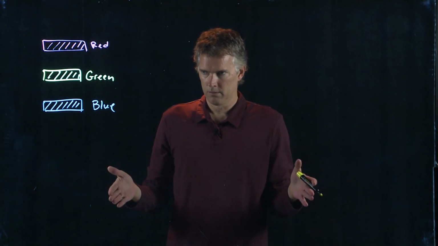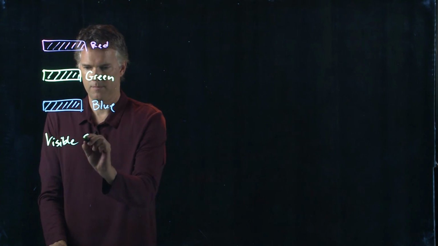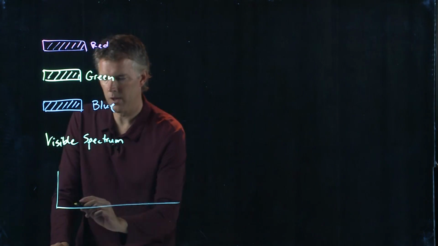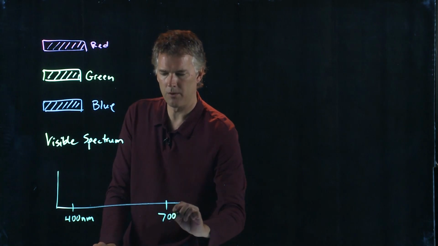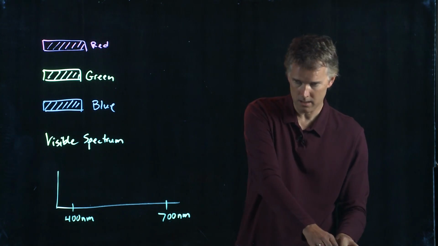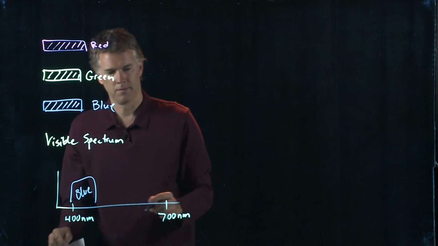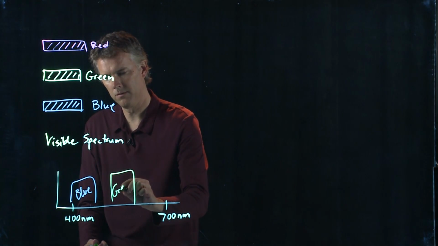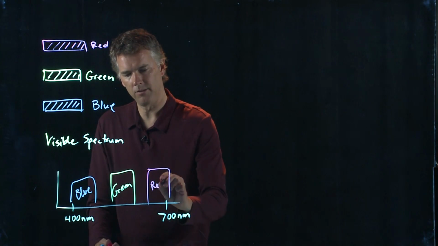There are ranges of color, and the visible spectrum goes from about 400 nanometers up to about 700 nanometers. And down at the low end, we've got blues. And somewhere in the middle, we've got greens. And somewhere up above, we've got reds.